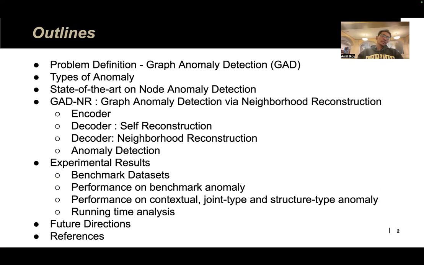And in the experimental results section I will describe the several types of anomalies that are injected in the benchmark data sets. Then I will describe the performance of GAD-NR on the benchmark anomaly detection, on different types of anomaly detection like contextual, structural, or joint type, and some running time analysis with state-of-the-art approaches. And also I will describe some future directions of this current work, GAD-NR, and some references.